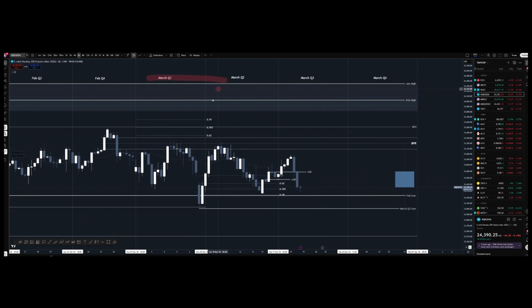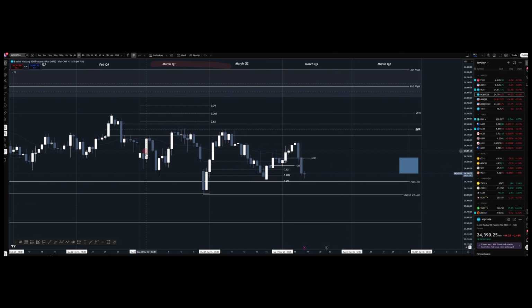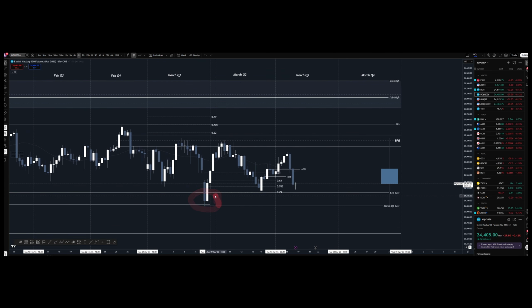So we're March quarter 1. We've opened up, we put in a high here and then a low, and then we come out and take that low. So currently this is our monthly low still in quarter 1. And we can treat that as the monthly low until that gets taken.